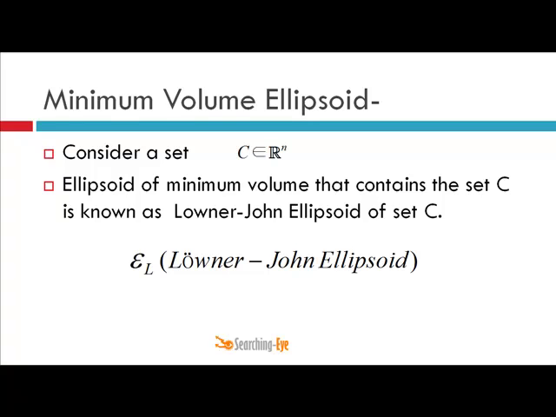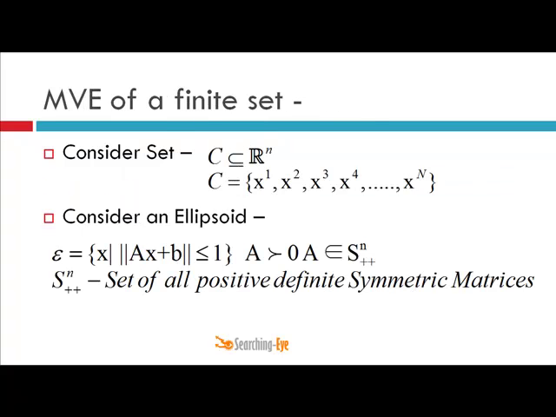So consider a set C, and the ellipsoid of minimum volume that contains it. This is the definition of the Lowner-John ellipsoid. That is, an ellipsoid of minimum volume that contains a set C is known as the Lowner-John ellipsoid of set C. This is just a definition of the Lowner-John ellipsoid. This is also known as the minimum volume ellipsoid.